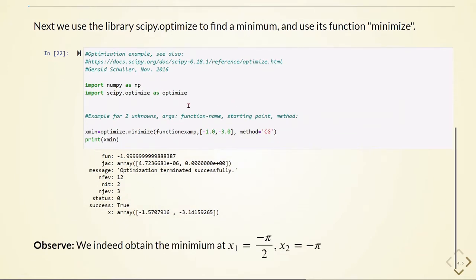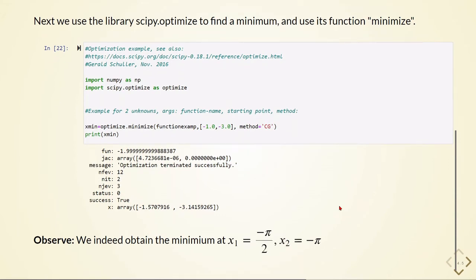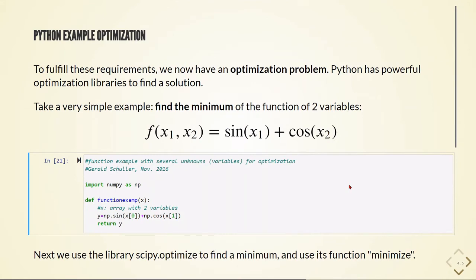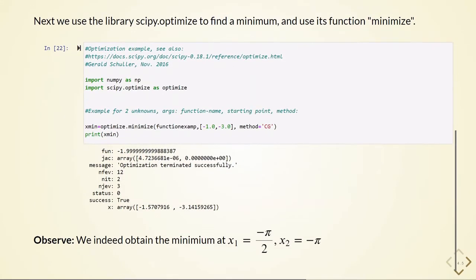Then when we minimize this function, we find that we obtain the minimum at x1 equals minus pi divided by 2, given here, and for x2 equals minus pi. So we succeeded in using this optimization to find a minimum of a function of two variables. This is the same principle that we are going to use to optimize a function for the PQMF filter.